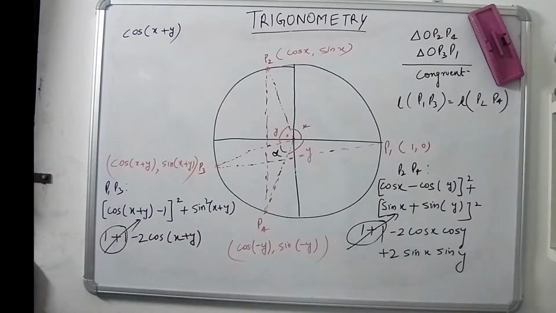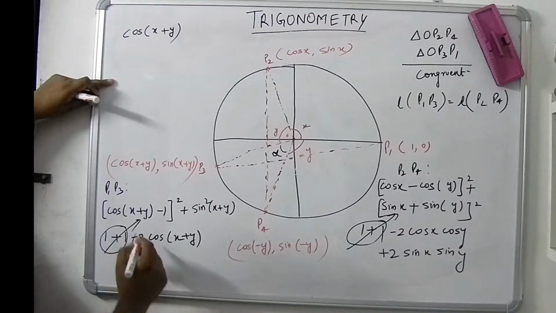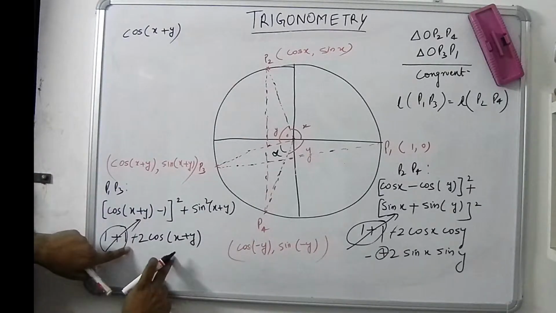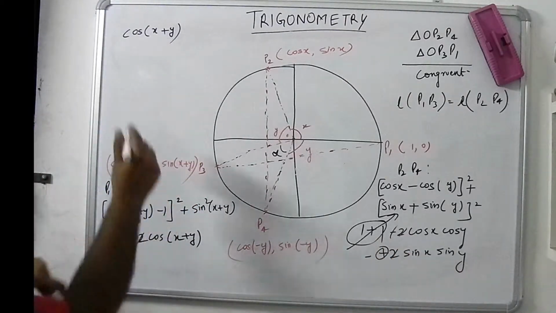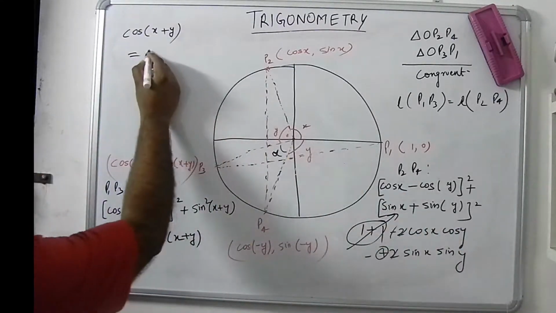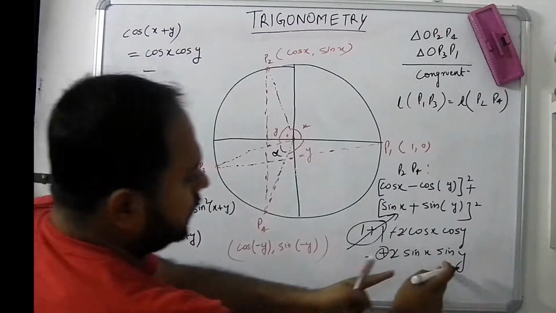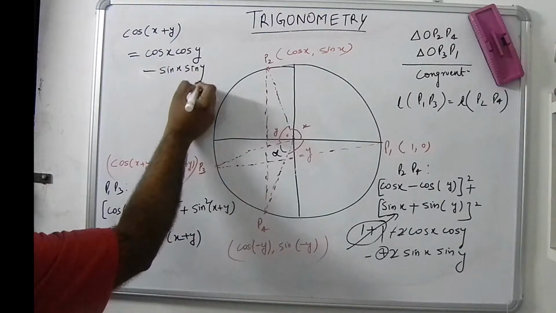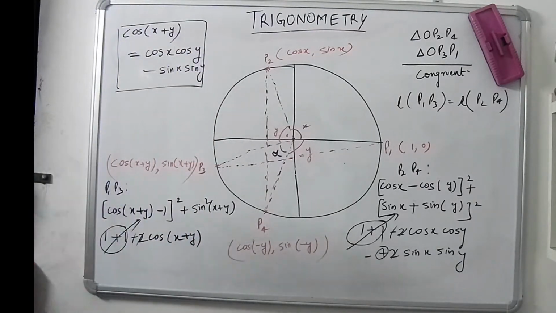So what I am left with is, essentially I am moving it here. So removing the minus sign as well, it becomes negative, it becomes positive, and this becomes negative, right? So what I get is, and I essentially remove the 2 as well. So what I get is cos x plus y is equal to cos x cos y minus sin x sin y, right? So this is a key formula that we have to remember. So this is what we have derived.